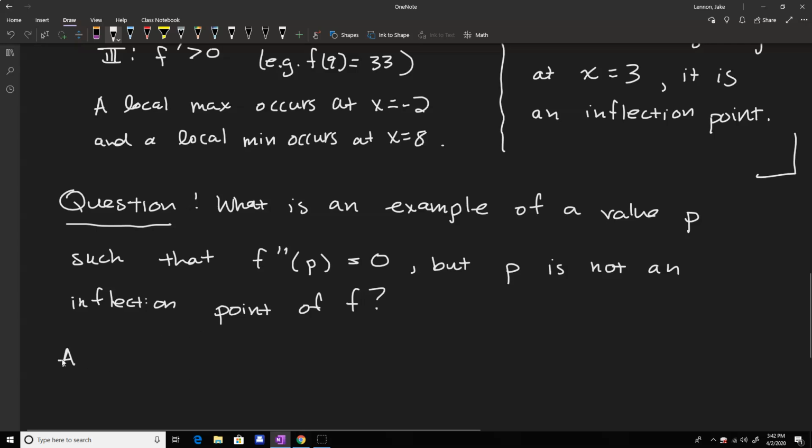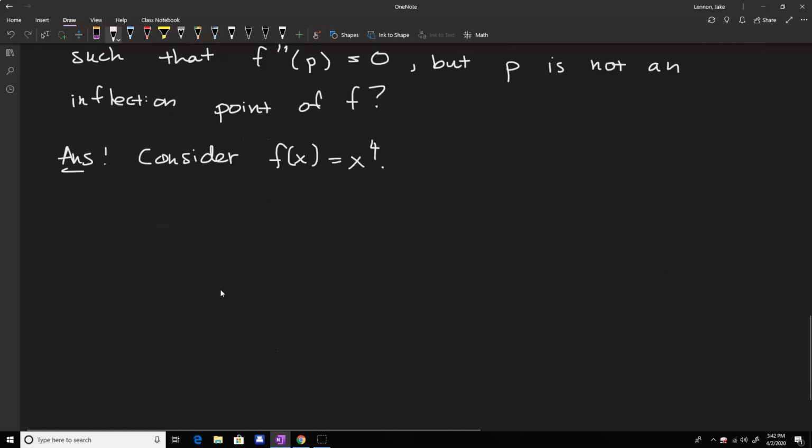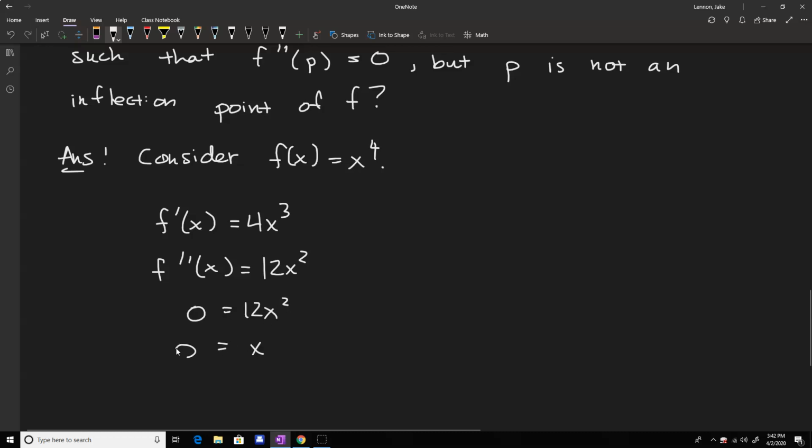So a good example that I like to use is we will consider f of x equals x to the fourth. It has nice easy derivatives to take. So the first derivative, f prime of x, will be 4x to the third. And the second derivative, f double prime of x, will be 12x squared. So if you set that second derivative equal to 0 and solve, it only has one answer, x equals 0.